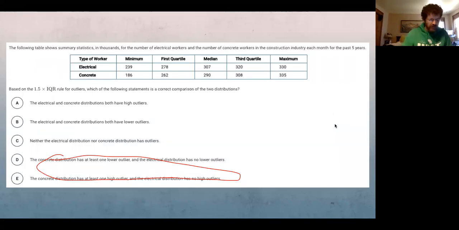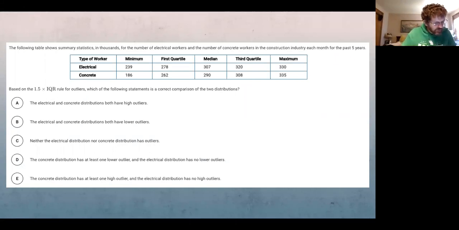So this next one, this is a question, well, we can see right here. We've got electrical workers and concrete workers, and is this their salary? Oh, the number. Oh, it's just the number of workers. Okay, so it's kind of good to know what the context is here. So we've got the summary statistics, the 5-number summary specifically, and what we want to figure out is which of these following statements is a correct comparison. So now let's actually see what we're comparing.